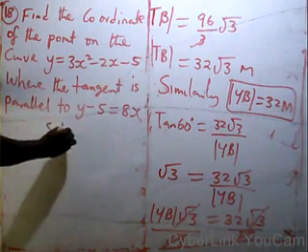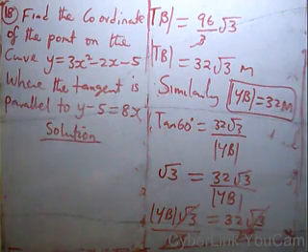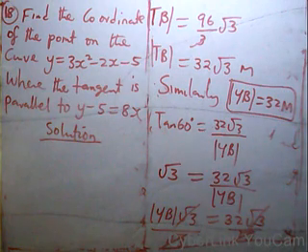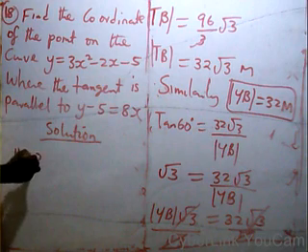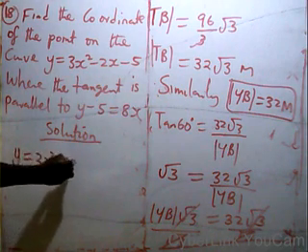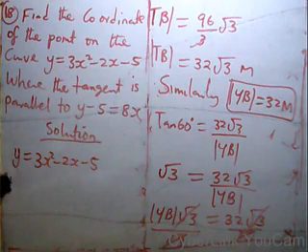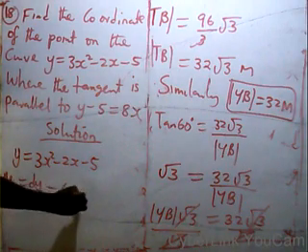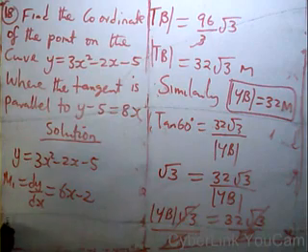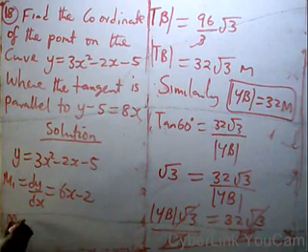So, solution to this. If the tangent to the curve y equal to 3x squared minus 2x minus 5 is parallel to that line, it means their gradient must be the same. As simple as that. And if their gradient is the same, we can get the value of x. From the equation of the curve, we can find m1, which is dy over dx, and that will be 6x minus 2.